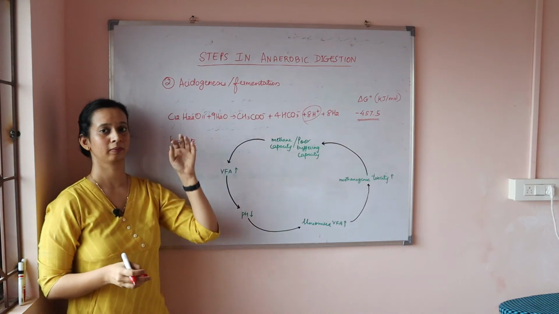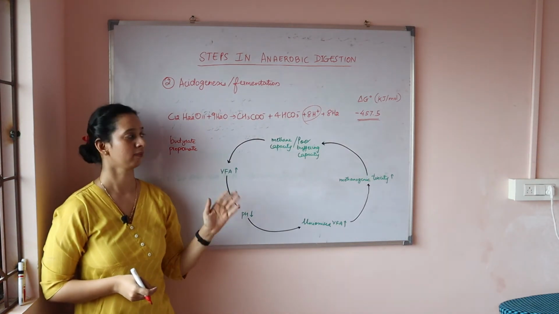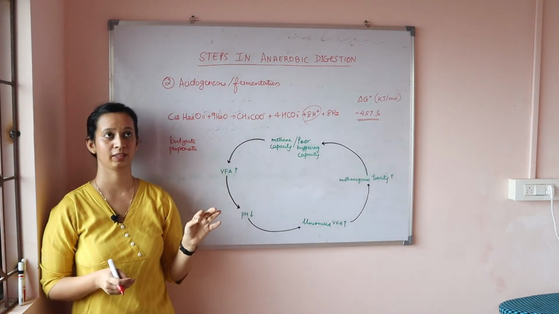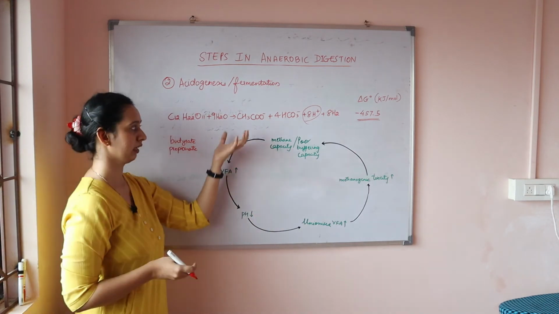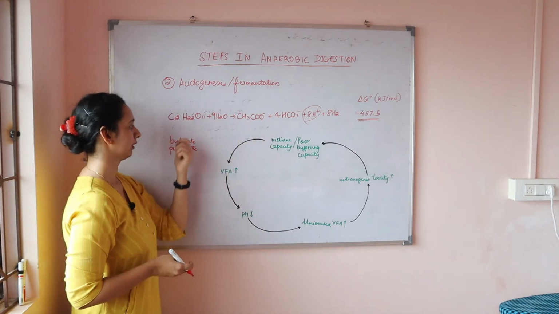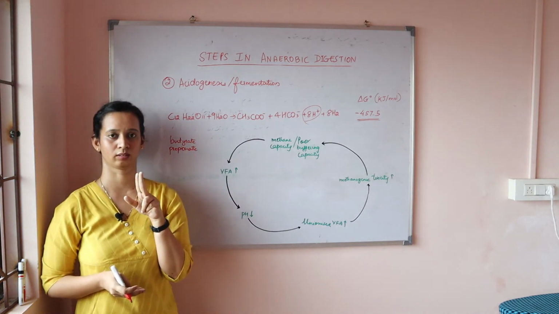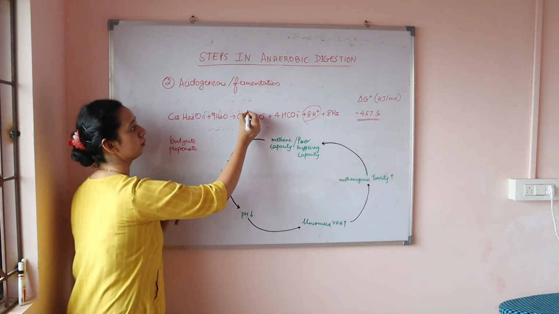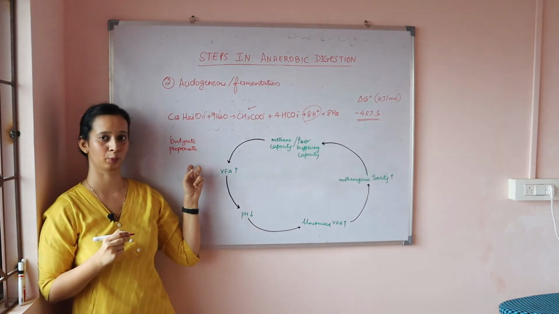If the system is not overloaded, then acetate is the main product. That's why we have to take care not to overload the reactor. If it is overloaded, then butyrate and propionate are the two substances that will occur. And we want more of acetate than butyrate and propionate.